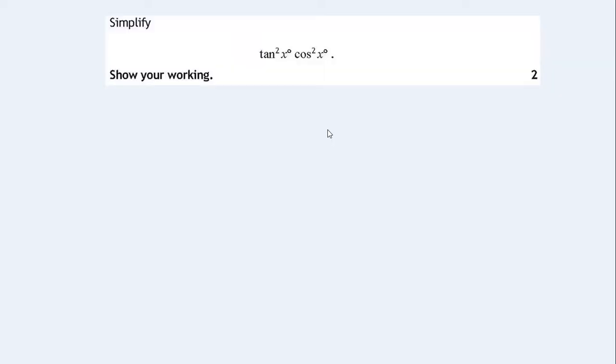First question here: tan x, tan squared x, cos squared x. So there's two things. There's tan x equals sine x over cos x. That's one thing that we know. And the other one that we know is going to be sine squared x plus cos squared x equals 1. Now, I don't see a 1. I don't see a sine squared x, but I do see a tan. So we're gonna use this one.